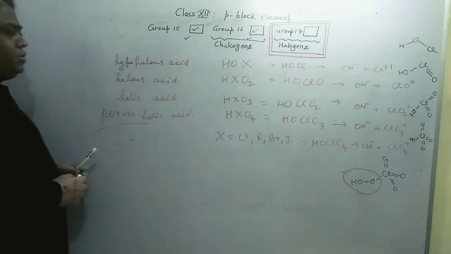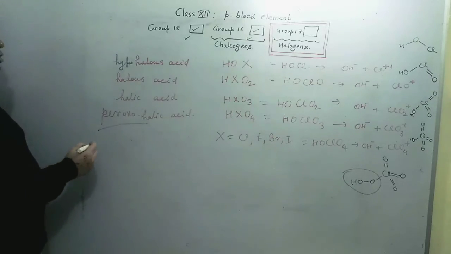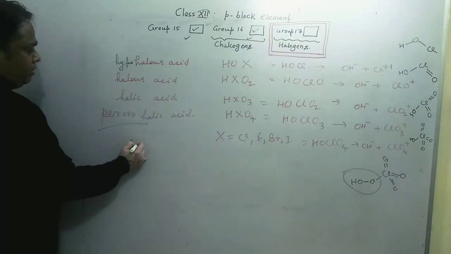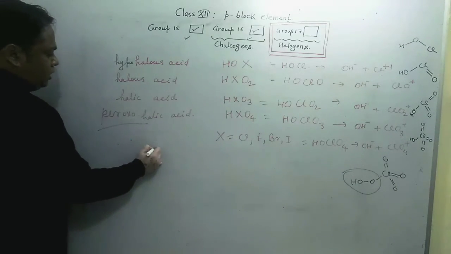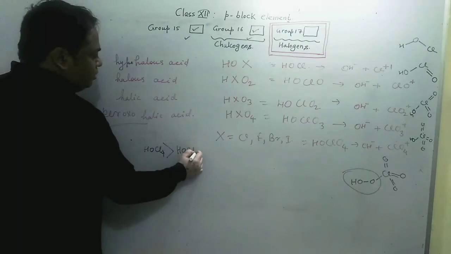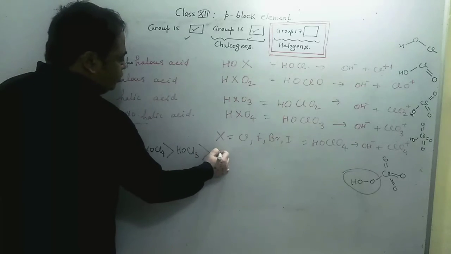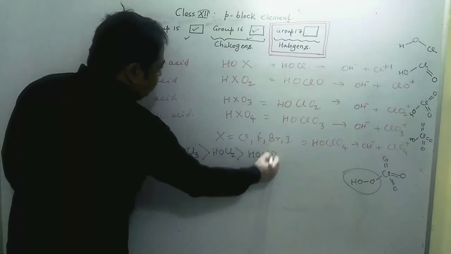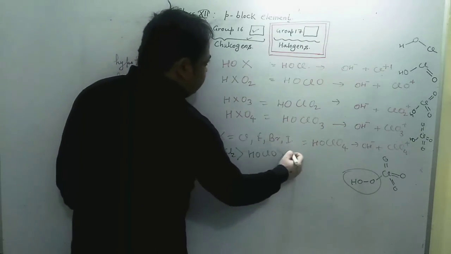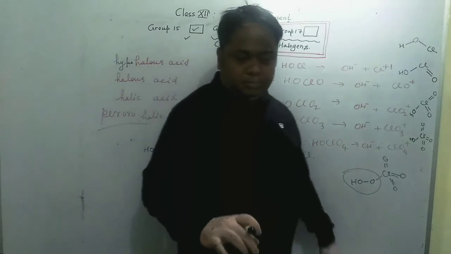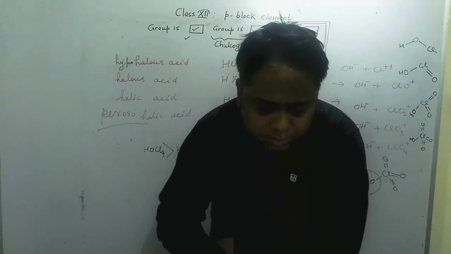So as the number of oxygen atoms increases, its acidic strength also increases. So the acidic strength order will be: HOClO3 will be most acidic, after that HOClO2, after that HOClO, and after that HOCl. Okay.